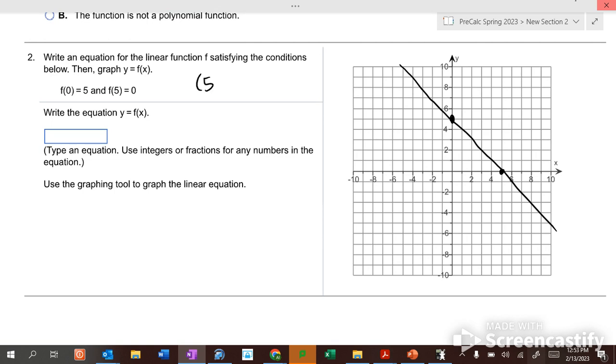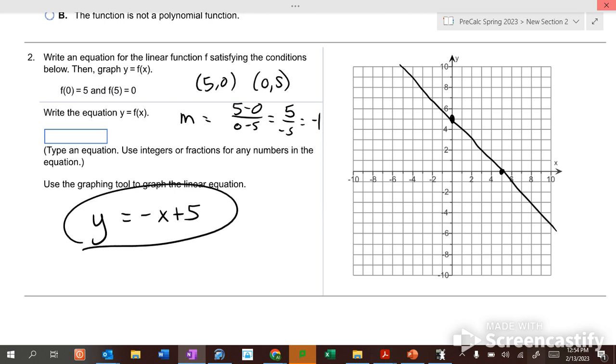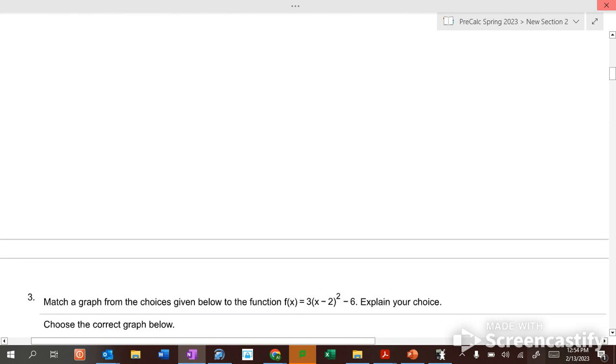So we have the points (5, 0) and (0, 5). We can find the slope by going 5 minus 0 over 0 minus 5, which is 5 over negative 5, which is negative 1 for a slope. What's my y-intercept? So it's negative x plus 5. Okay, easy peasy there.